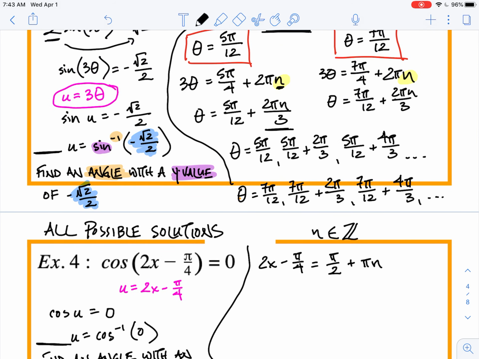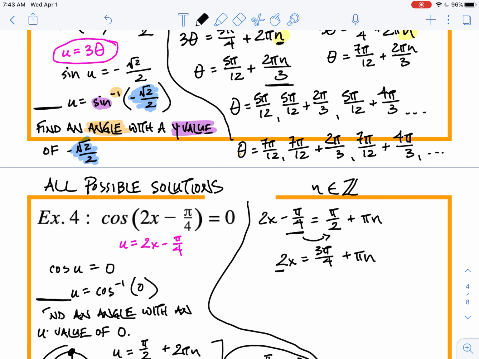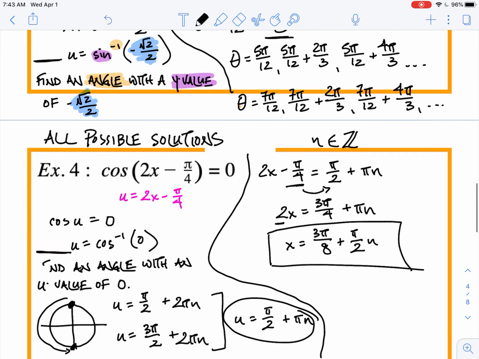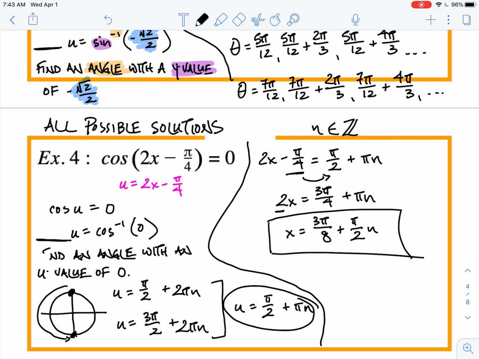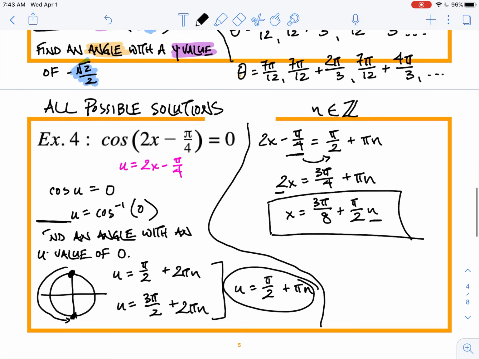But now what we are going to do is go ahead and solve for x. So I'm going to start off by adding the pi over 4 to the other side. So I will get 2x equals 3 pi over 4 plus pi n. And now I'm going to divide by that 2, and I'll get x equals 3 pi over 8 plus pi over 2 n. Now, if I want you to list all the possible solutions, that's your answer. That's it. Okay, you can leave it like that, and I will know that for every integer value of n that I plug in, it's just going to give me another possible solution.